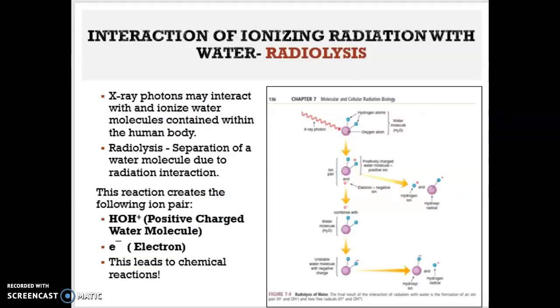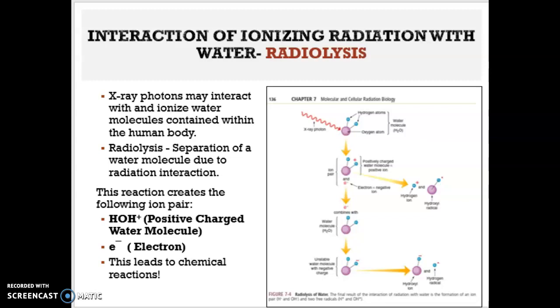Radiolysis is the separation of the water molecule due to radiation interactions occurring. When the water molecule is disrupted, it forms ion pairs and charged water molecules such as HOH positive and a free electron. Now ions may rejoin to produce normal water, and if they do not, a free electron attaches itself to another molecule and it produces a negatively charged water molecule, HOH negative.